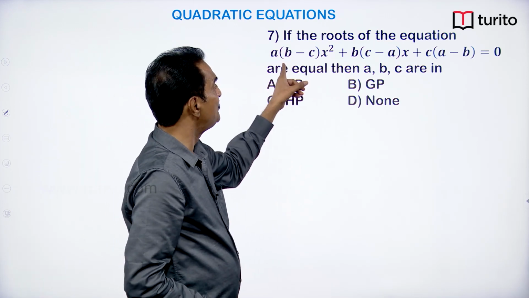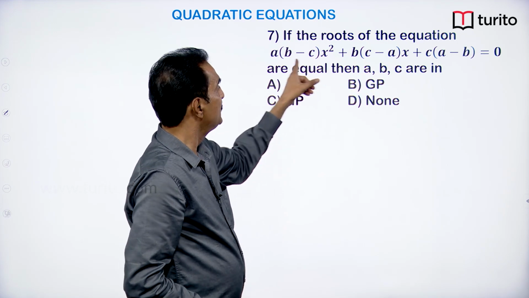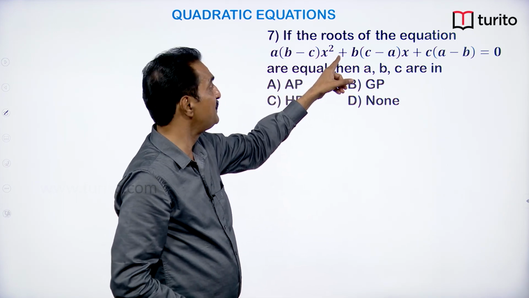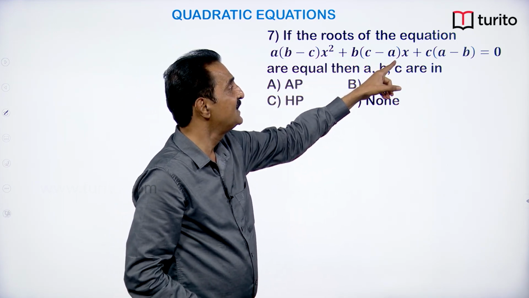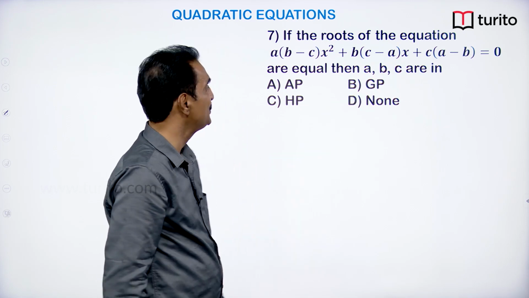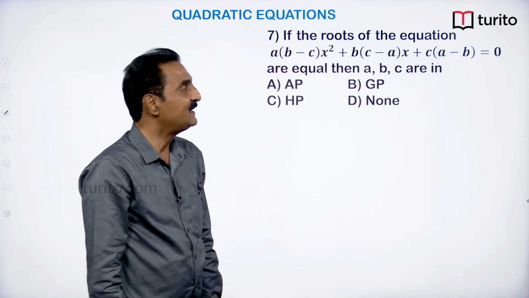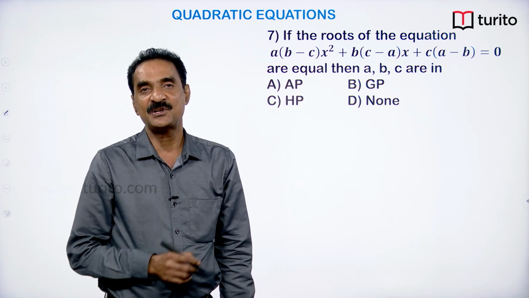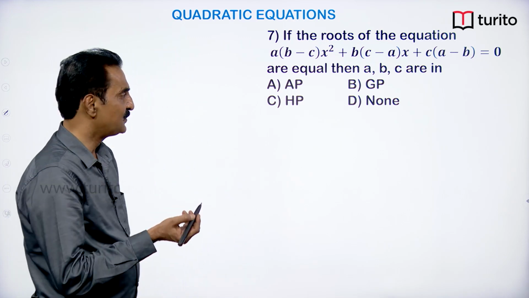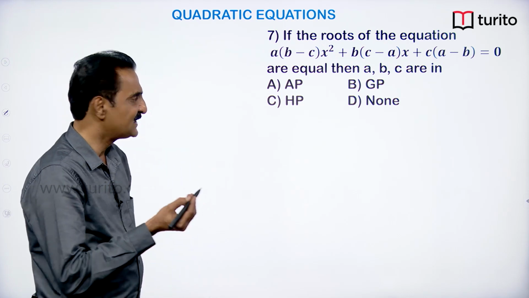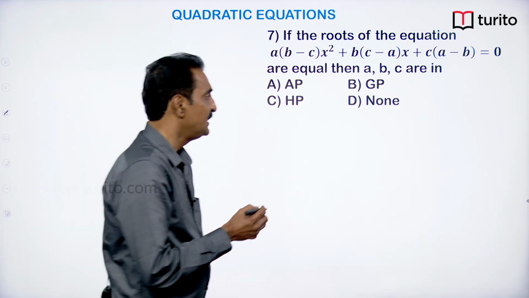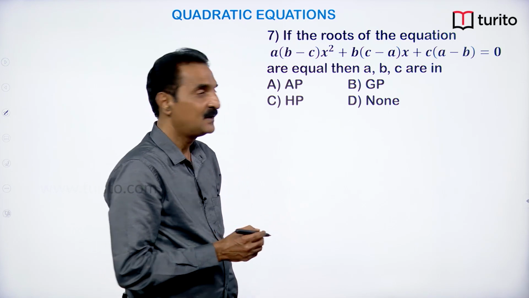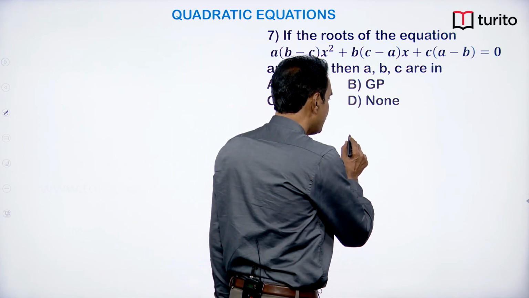If the roots of the equation a(b minus c)x square plus b(c minus a)x plus c(a minus b) is equal to 0 are equal, then a, b, c are in which progression? In this connection, I will just give some basics of AP, GP, HP. AP means arithmetic progression. What is arithmetic progression?